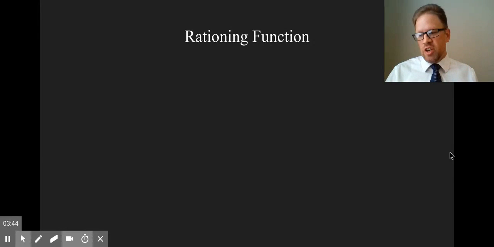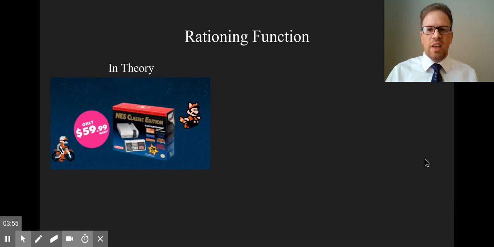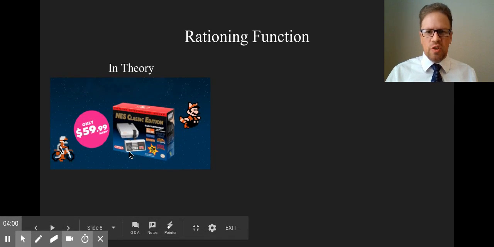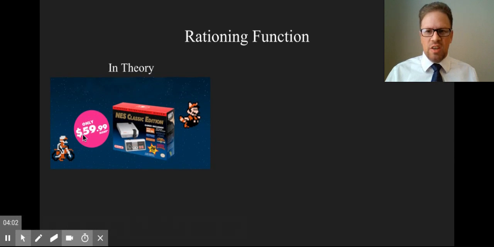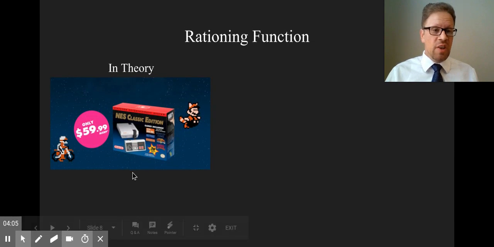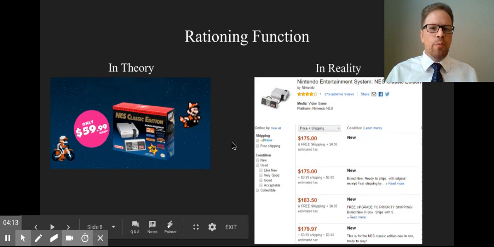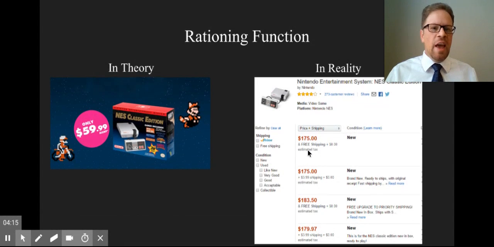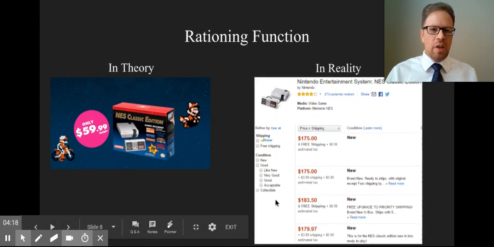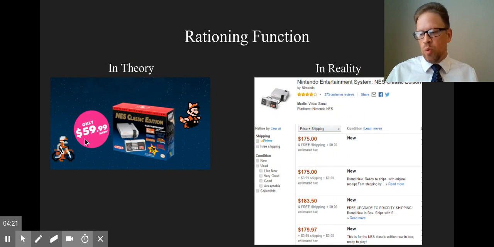And we also have the rationing function. This discourages people from buying something in short supply. So for instance, in theory, a few years back, they were selling the NES Classic Edition, which was like a plug-and-play gaming system that had a lot of nostalgia in it. And in theory, it was $59.99. But if you tried to find one of those, they weren't available anywhere. So in reality, what happened was a few people bought all of these the second they came out, and then they sold them for massive amounts of money, more than what the selling price was.